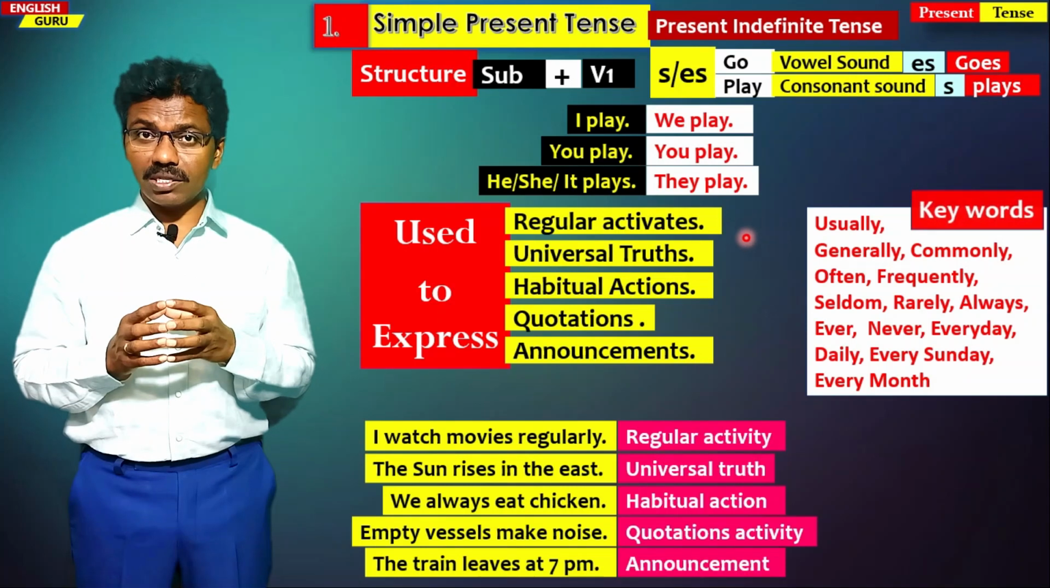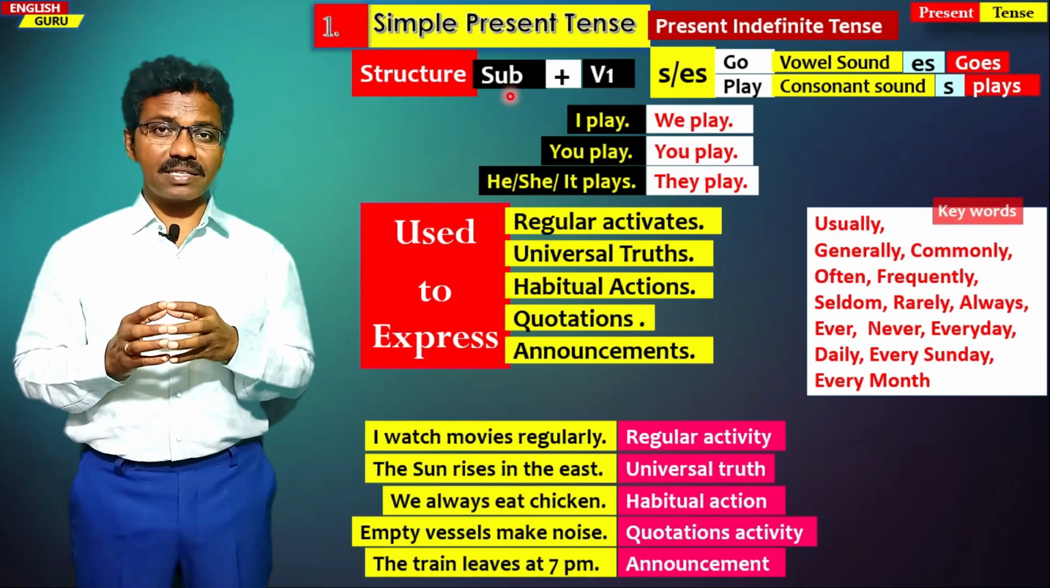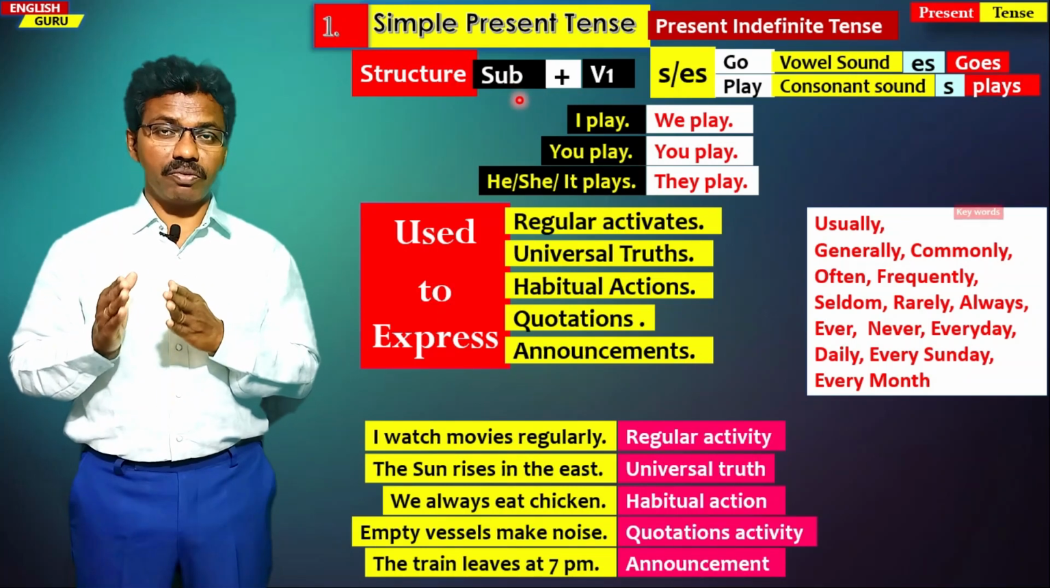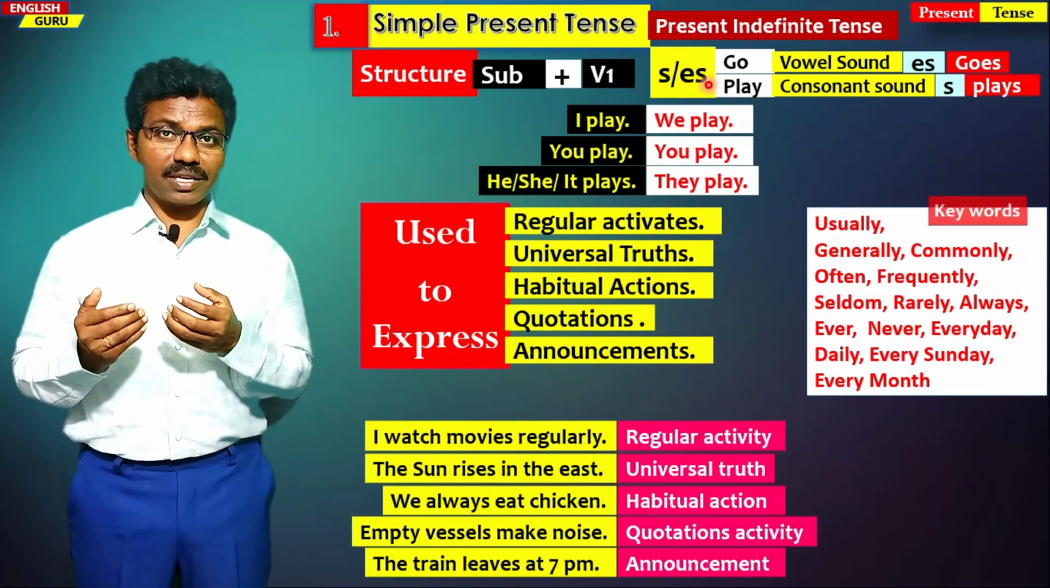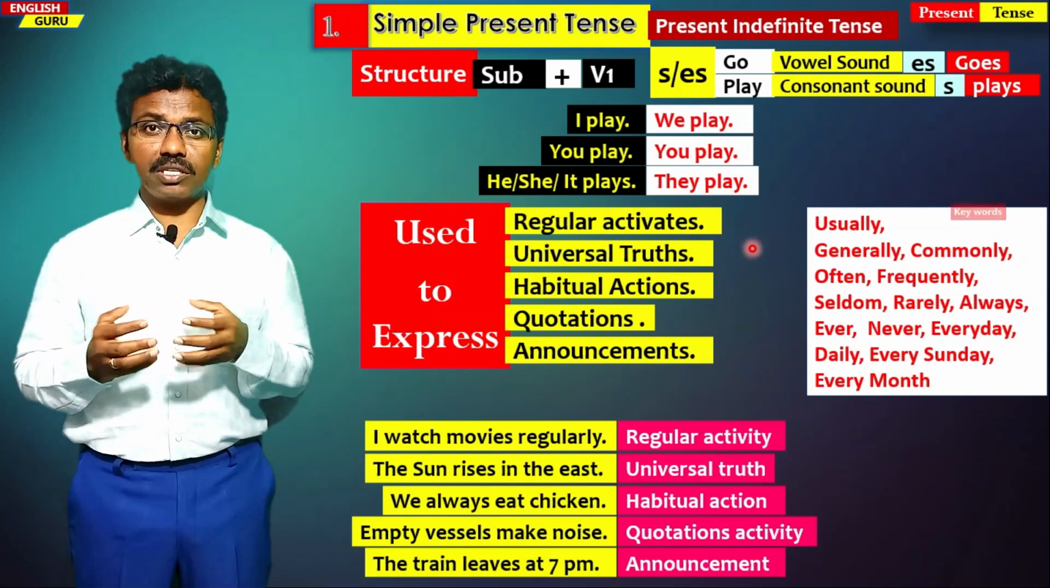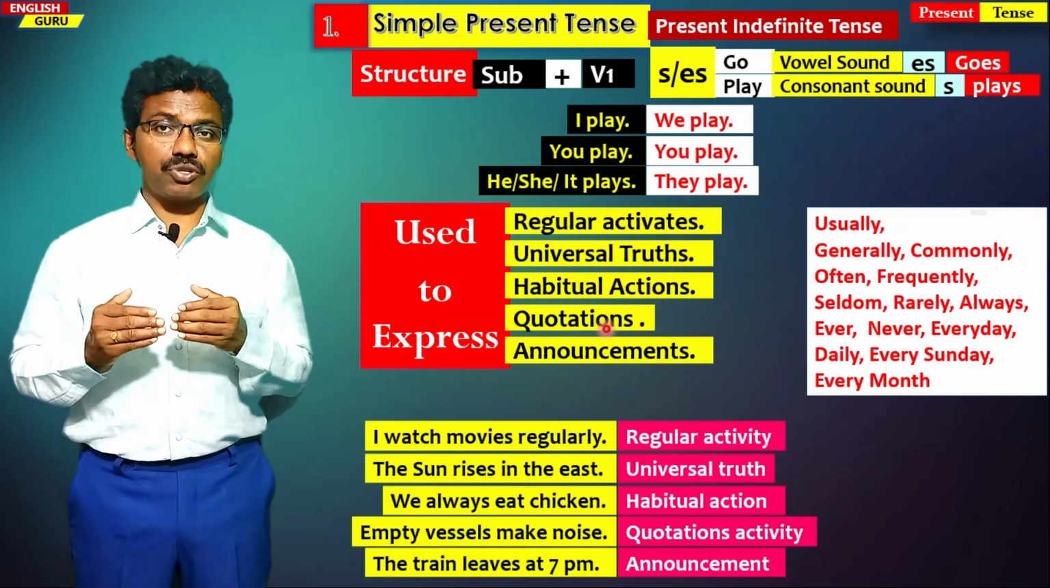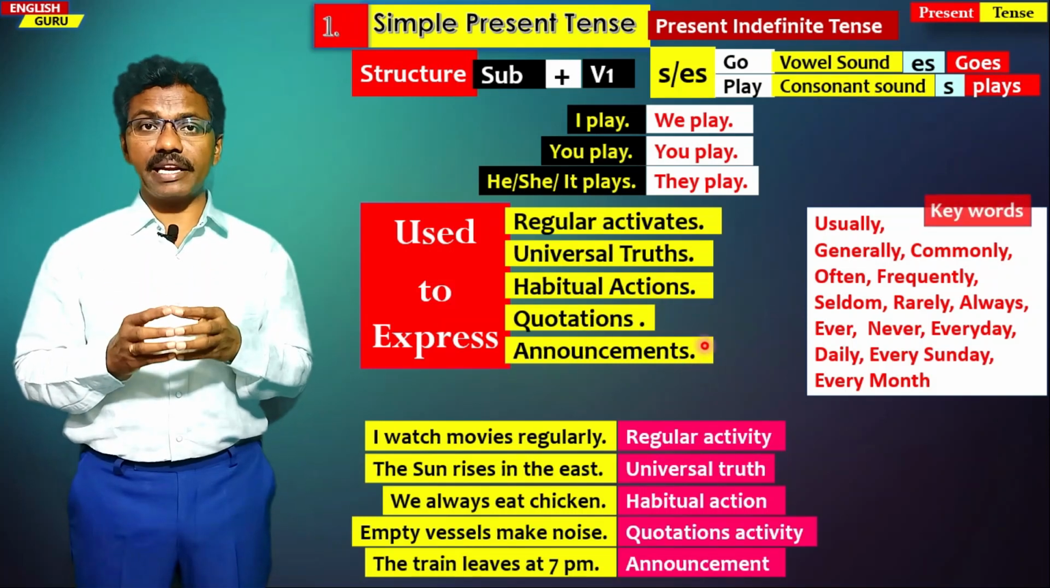So simple present tense has a structure of subject plus verb 1, and the third person singular takes s or es, and it is used for regular activities, universal truths, habitual actions, quotations and announcements.